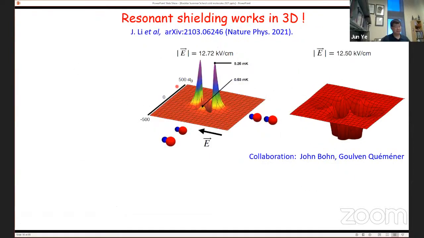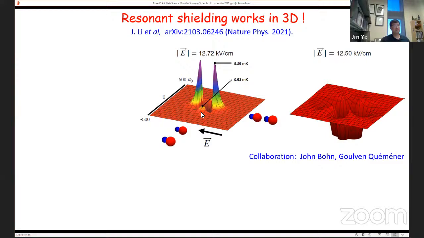So this is indeed what we recently did. Using this resonant electric field shielding, we can now liberate these molecules out of the 2D trapping. We can put them back into 3D. And this is the theoretical plot done by John Bohn and Goulven Quéméner, our theory collaborators, showing that in 3D, you have this anisotropic landscape.